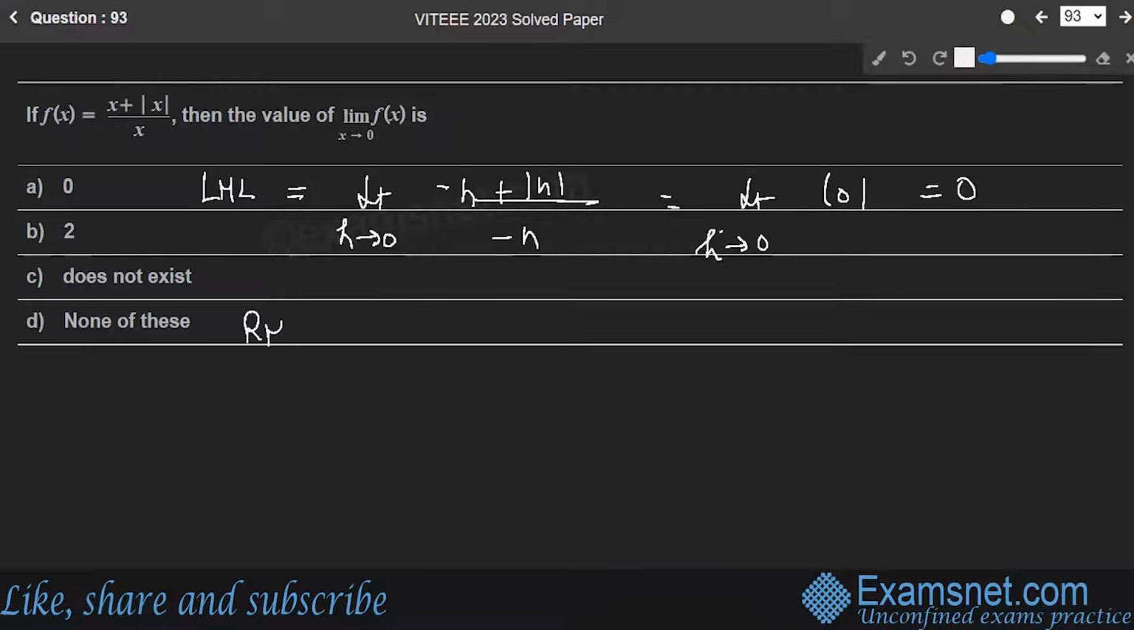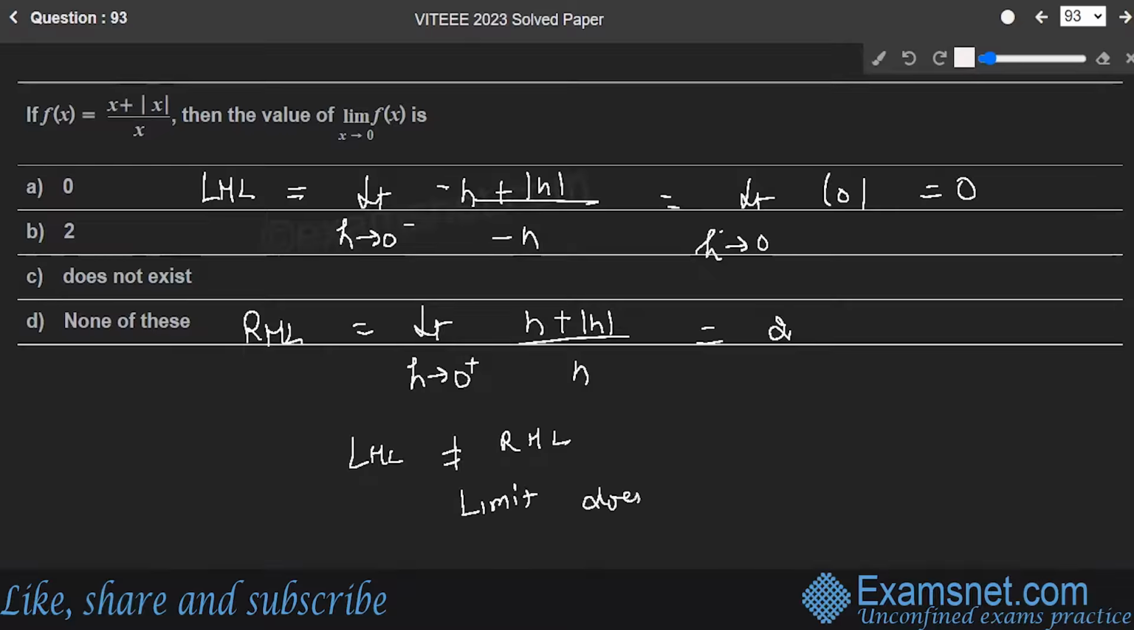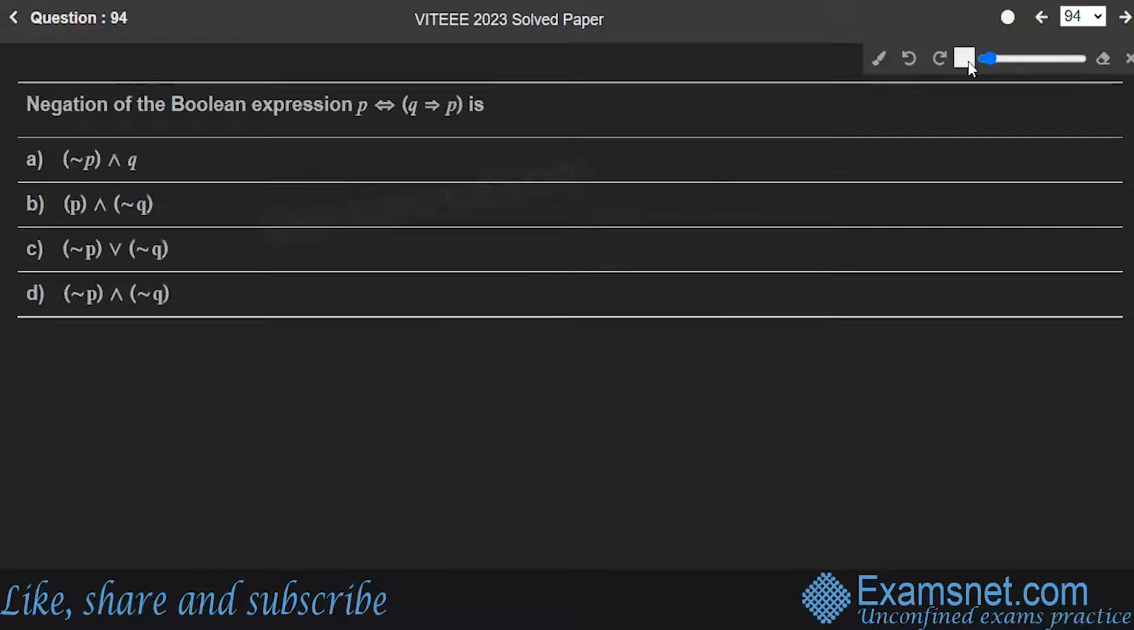And the right hand limit will be limit h approaching 0 plus, here will be (h plus h) upon h, that will be equal to 2. So we don't have the limits as equal. LHL is not equal to RHL. Therefore, the limit does not exist. Option C is the correct answer. Hope you got that. Next is question number 94.